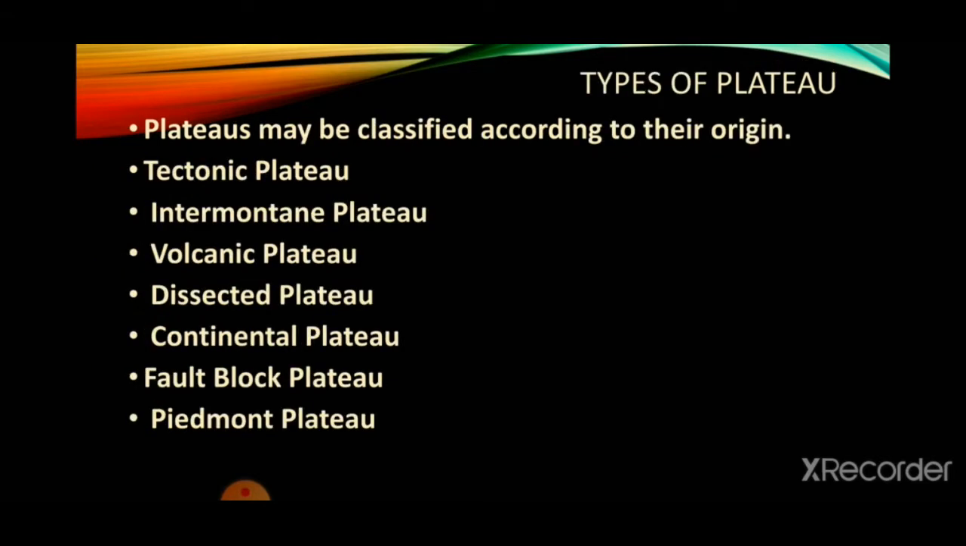Now we'll see what the different types of plateaus are. Plateaus are categorized according to their origin, how they originated. We have categorized them into seven classifications: Tectonic Plateau, Intermontane Plateau, Volcanic Plateau, Dissected Plateau, Continental Plateau, Fault Block Plateau and Piedmont Plateau. These are the seven different types of plateaus. In the coming slides, we'll study each one in detail.